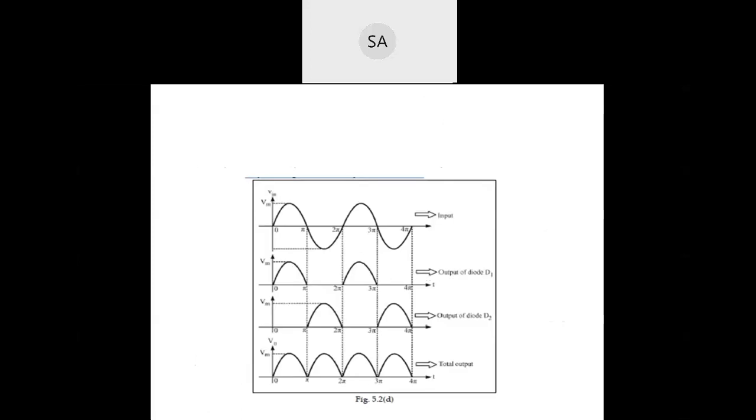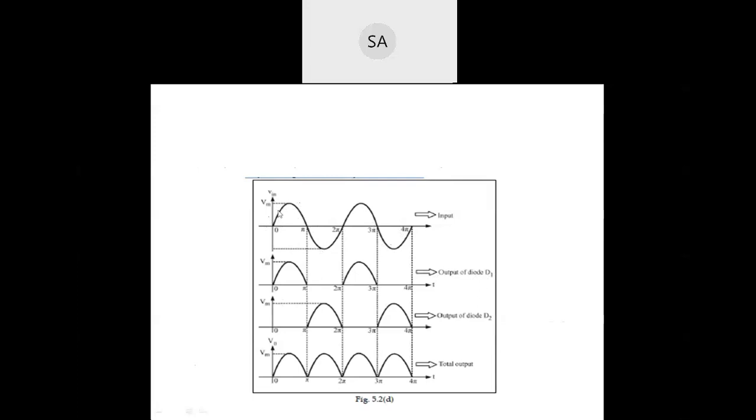So this is the waveforms drawing for the full wave rectifier. This first sinusoidal wave shows the input signal of 230 volts, single phase, 50 Hz frequency supply voltage. During this positive half cycle, that is 0 to pi, only D1 conducts. 0 to pi and 2 pi to 3 pi are the positive half cycles. During these periods only diode D1 will conduct and D2 will be reverse biased.